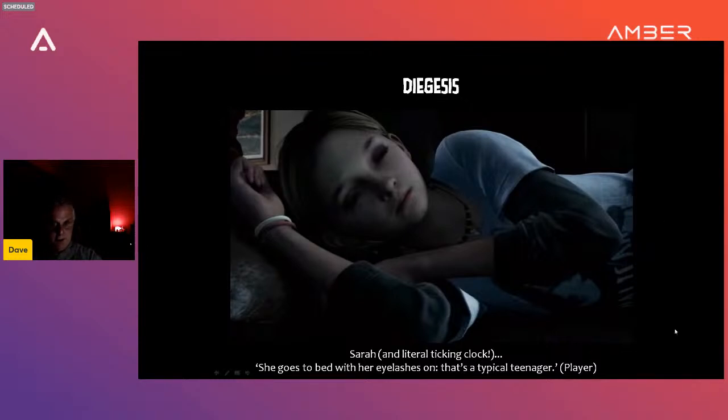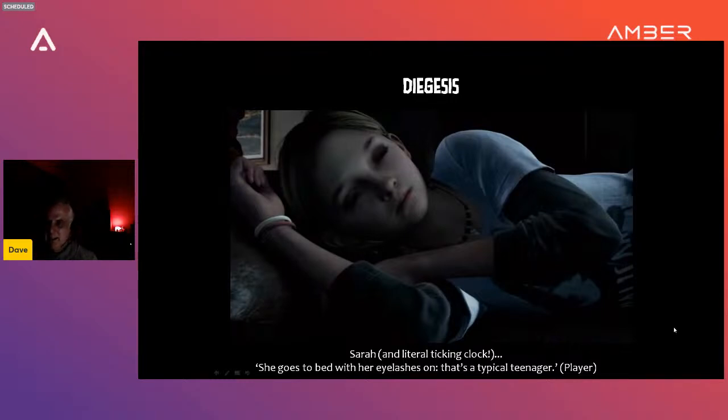Here's a player who created an identification straight away. We've got the literal ticking clock. That's the countdown. That's what suspense is. Suspense is a literal or non-literal countdown. It's a good way of thinking about it. One player says she goes to bed with her eyelashes on. That's a typical teenager. And you're going to see these kind of reactions all the way through the next couple of minutes.